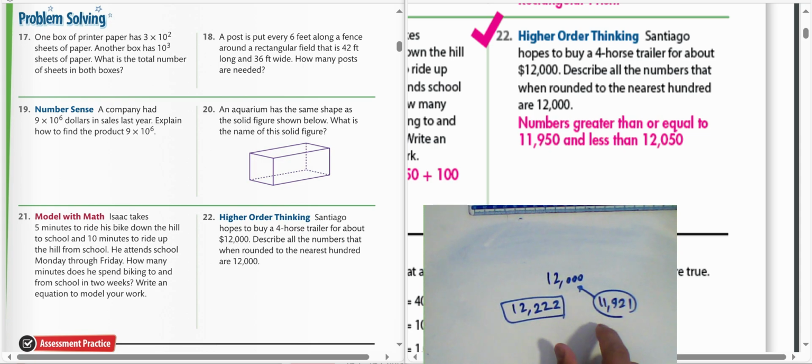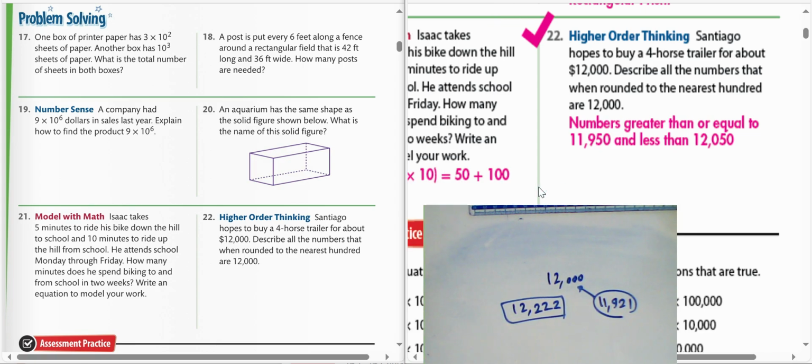Any number approximated to 12,000 like this, because here 2 can give 12, then the result will be 12,000, and here 9 can give 1 to 11, 11 will be 12. Next question.